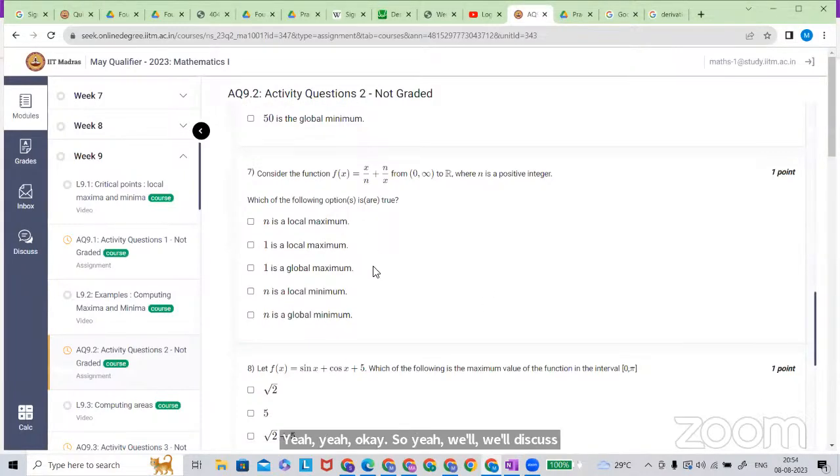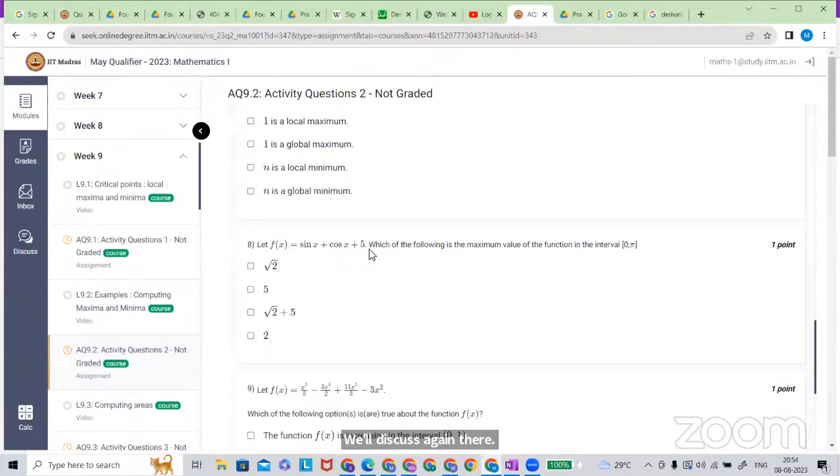So in this problem, which of the following is the maximum value of the function in the interval 0 to pi? Here a trigonometric function is given, so you have to again use what we have discussed. Yes, sir, I got it. That's the third one.